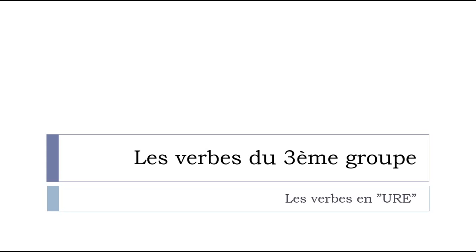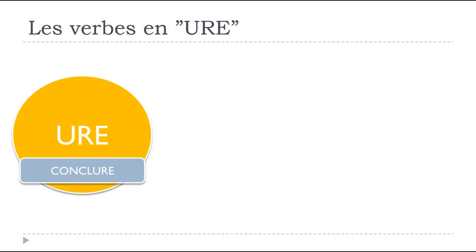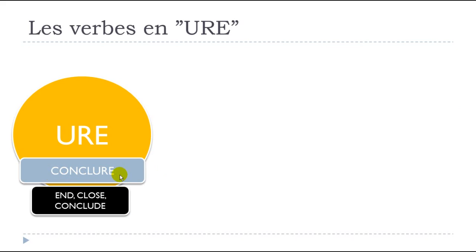Les verbes du troisième groupe, and more precisely, how to conjugate les verbes, the verbs that are ending with URE. Even if it's a micro group, I think it's quite important to take the time to see how to conjugate these verbs. The example I wanted to take is conclure, and basically it means to end, close, or conclude. So let's see how we will conjugate conclure.